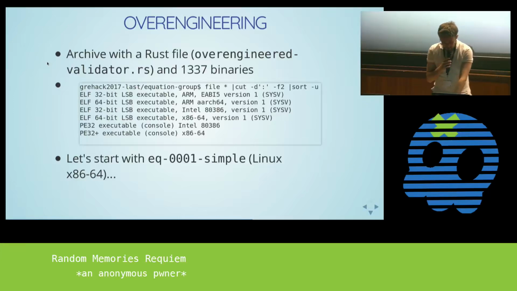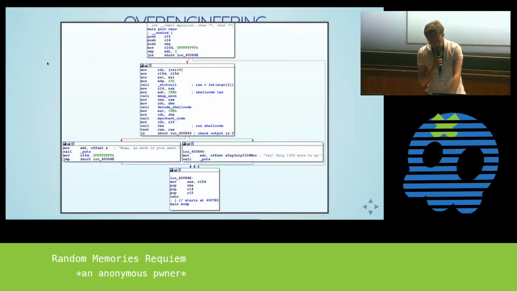So if we take the first one, we open it in IDA, and we see what it looks like. Basically it just takes an input on the command line. It will reserve a page of memory, decode some shellcode, set this page as executable, and call the shellcode. If the shellcode returns 0, it's fine. If it doesn't return 0, it's not fine.